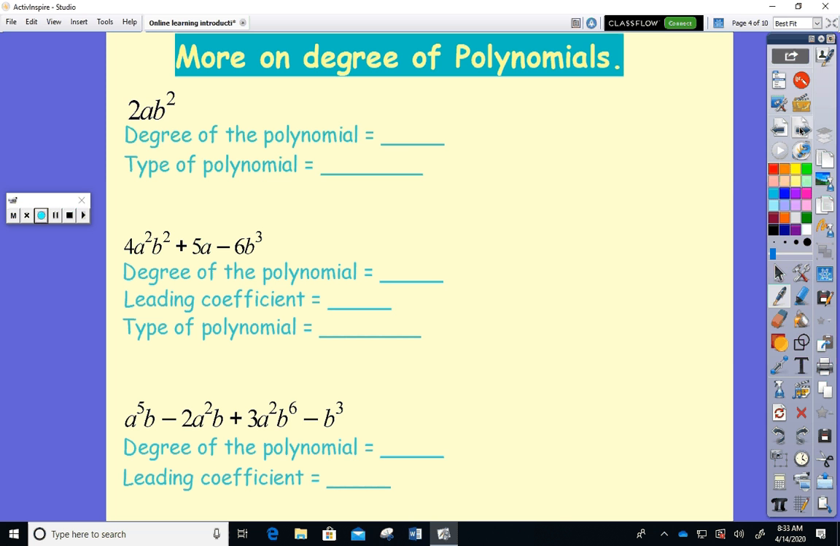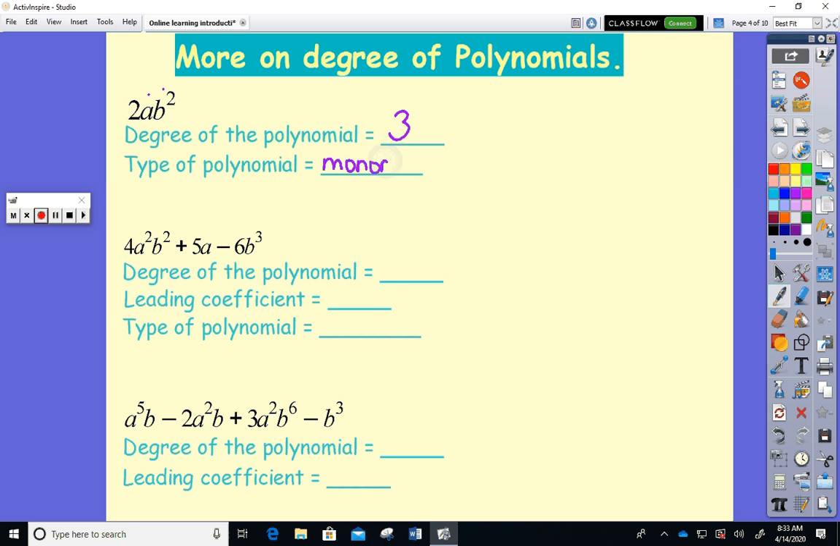So let's practice a little bit more. Get ahead of me on this. I'm going to give you 3 seconds. What's the degree of 2ab squared? If you said the degree is 3, you're correct, okay? Because I would say a to the first, b to the second, 1 plus 2 is 3. Now, what's the type of polynomial based on the number of terms? If you said monomial, you are correct.